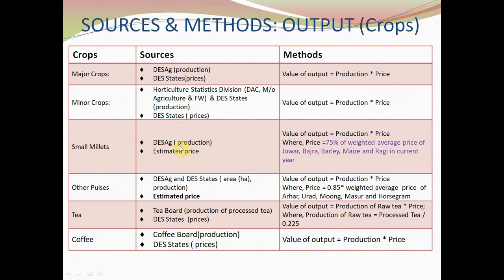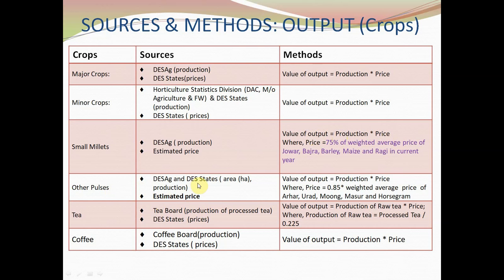For small millets, production is taken from DES, Ministry of Agriculture, and price is estimated here. For price, we are taking 75% of weighted average price of jowar, bajra, barley, maize and ragi for the current year. Value of output is calculated using production into price.